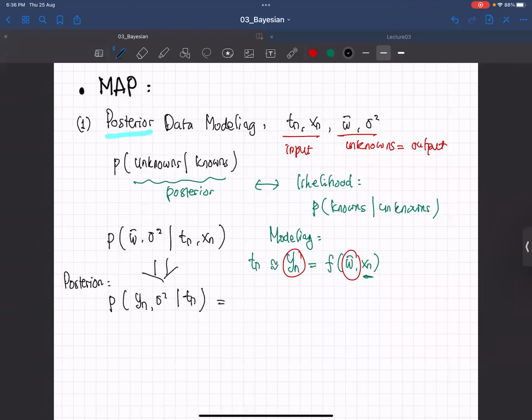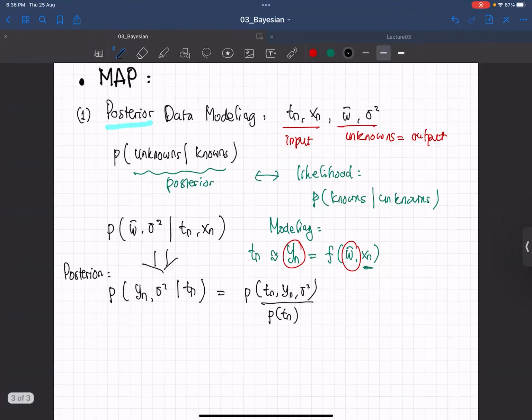Okay, so in that case, we can just use Bayes rule, right? If you use Bayes rule, first of all, you can write P of Yn, sigma square given Tn. This is the joint probability of all variables divided by the given one. The given one is Tn. And we know that the left side is the posterior. According to Bayes, if we want to know the definition of posterior, then we have to form the likelihood and prior. That is really the basic thing, right? If you use Bayesian, you have to use likelihood and prior. So we have to form the likelihood here.